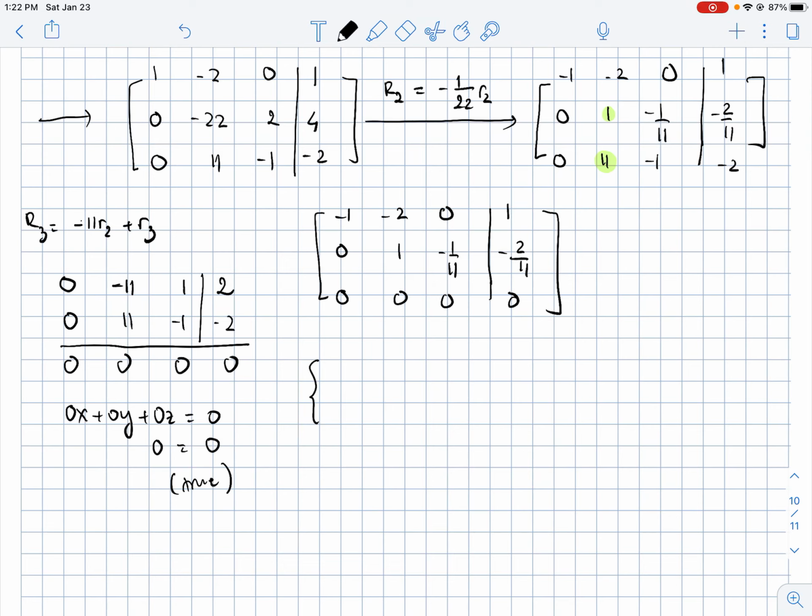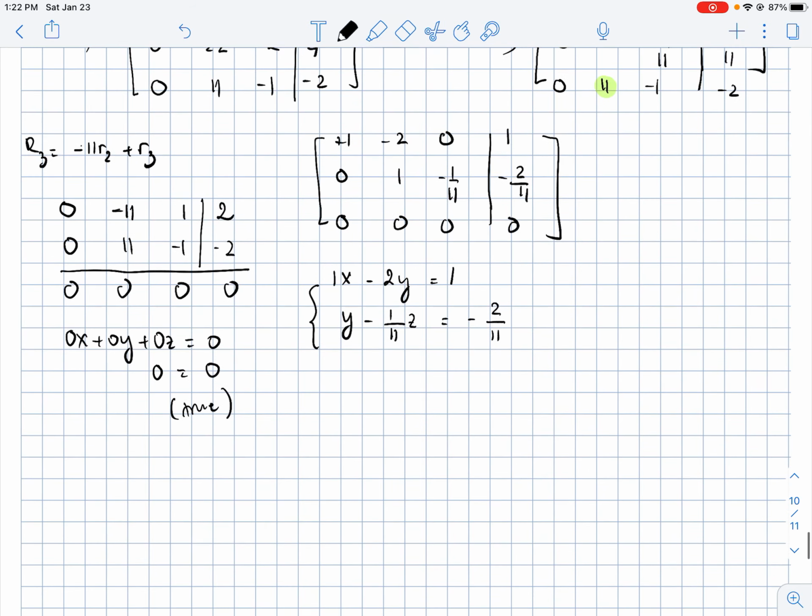So how do we write down our answer? Let's convert back into the x, y, z form. So we have, right here is a positive 1. Okay, so 1x minus 2y equals 1. y minus 1 over 11z equals negative 2 over 11. So we have these two equations.